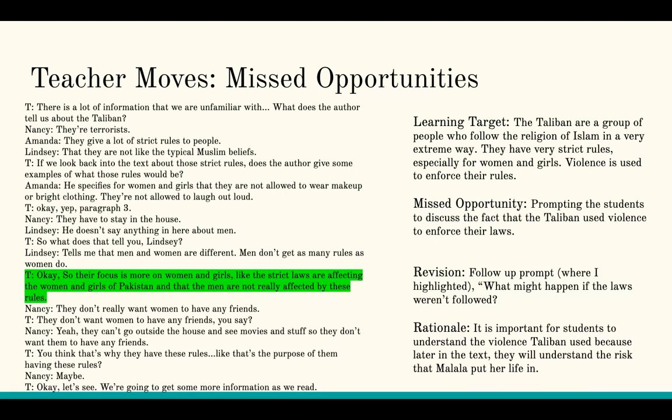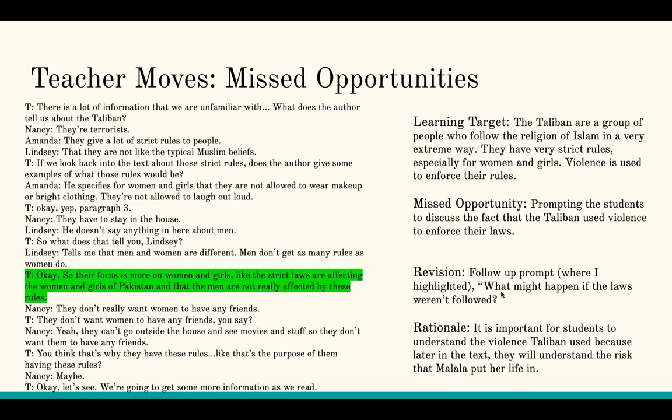And this would have hopefully led the students to discuss the violence. It was important for them to understand the violence the Taliban used because it would have helped the students with understanding how big of a danger it was for Malala to continue to go to school. So over here at the learning target, like I said, I explained what the missed opportunity was, which was prompting the students about the Taliban using violence.